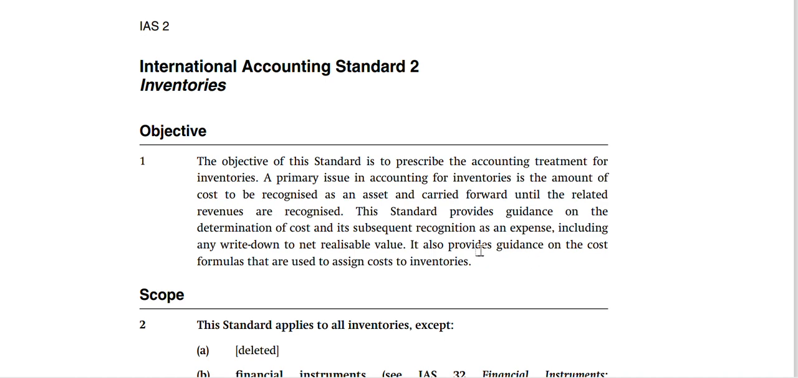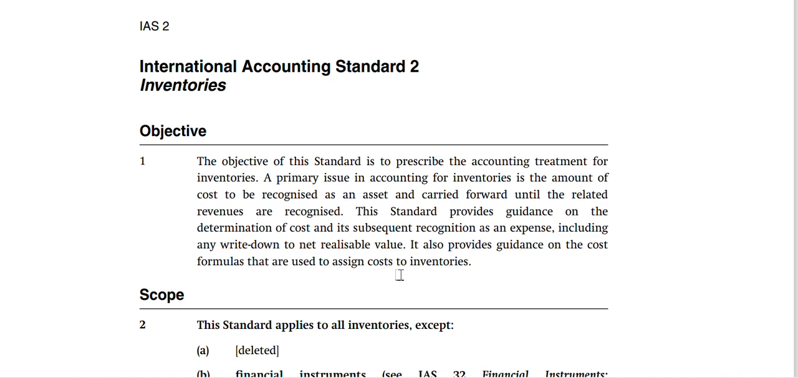Now we're looking at paragraph 1, which is the objective. What is the main objective of the standard? What is the main objective of IAS 2 Inventories? The objective of the standard is to prescribe the accounting treatment for inventories. A primary issue in accounting for inventory is the amount of cost to be recognized as an asset and carried forward until the related revenues are recognized. This standard provides guidance on the determination of cost and its subsequent recognition as an expense, including any write-down to net realizable value. It also provides guidance on the cost formulas that are used to assign cost to inventory.